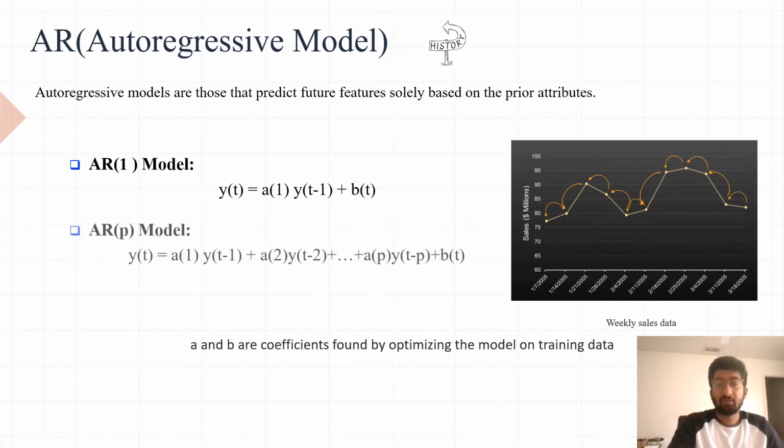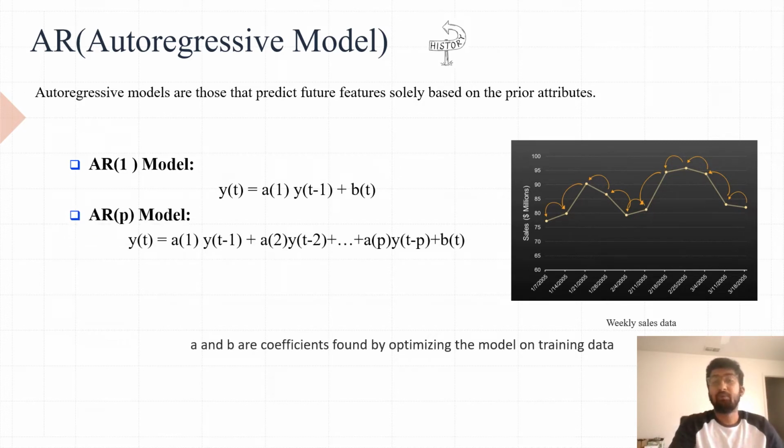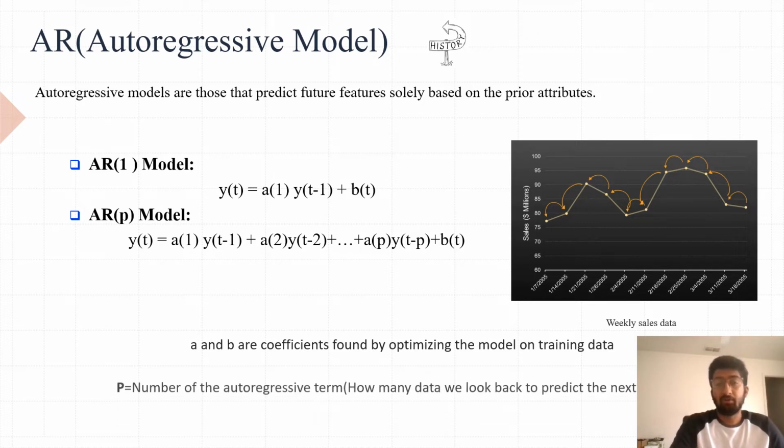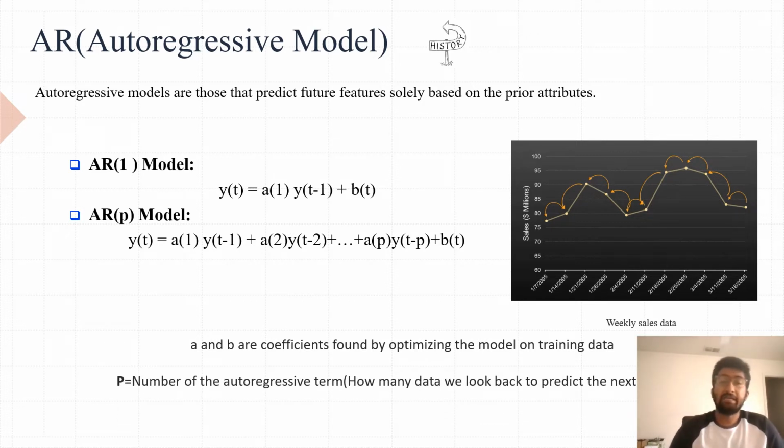A and B are the coefficients, and in the AR(P) model, it will predict the value based on the P past values. As I've already said, P is one of the important parameters; it is the number of autoregressive terms, that is, how much data we look back on to predict the next term. In the AR1 model, the value of P will be 1, and in the AR(P) model, the value will be P. So this is the autoregressive model in ARIMA.